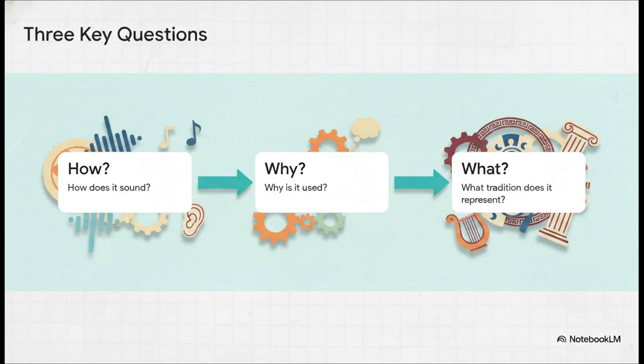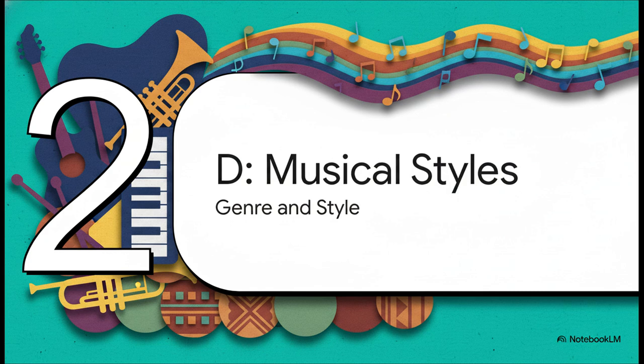To quickly decode what a question is actually getting at, you just need to filter it through three basic questions. Are they asking, how does it sound? Are they asking, why is it used? Or are they asking, what tradition does it represent? Let's move on to section 2, descriptor D, musical styles, and unpack exactly what this one means for you.